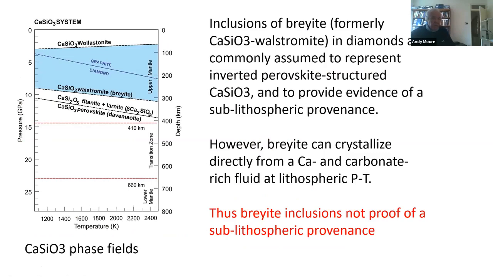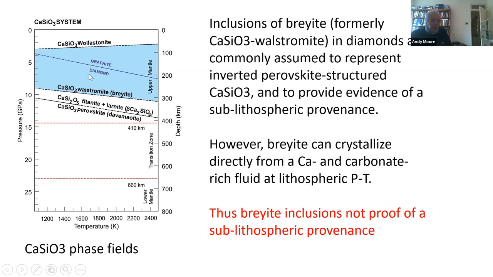Then a further problem, not simply with their study, but just with inferring a sublithospheric provenance, is that CaSiO3 has three polymorphs. The low pressure one is wollastonite. There's a high pressure one with a perovskite structure. This is rare. It's been reported in one and possibly two diamonds, but there are a number of diamonds that have the intermediate pressure polymorph.